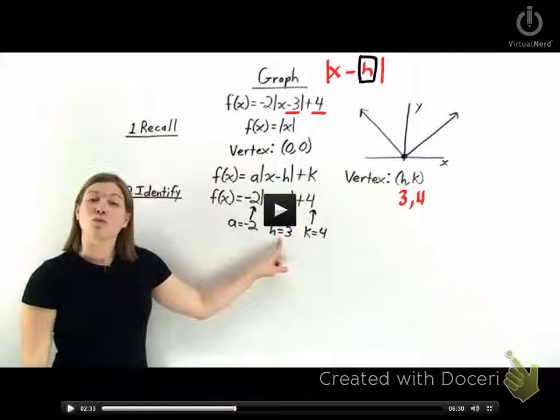3, 4. Wait, so the formula for vertex is a, and then an absolute value x minus h plus k? Yes, that's the vertex form of the equation. So here we go. Let's keep going.